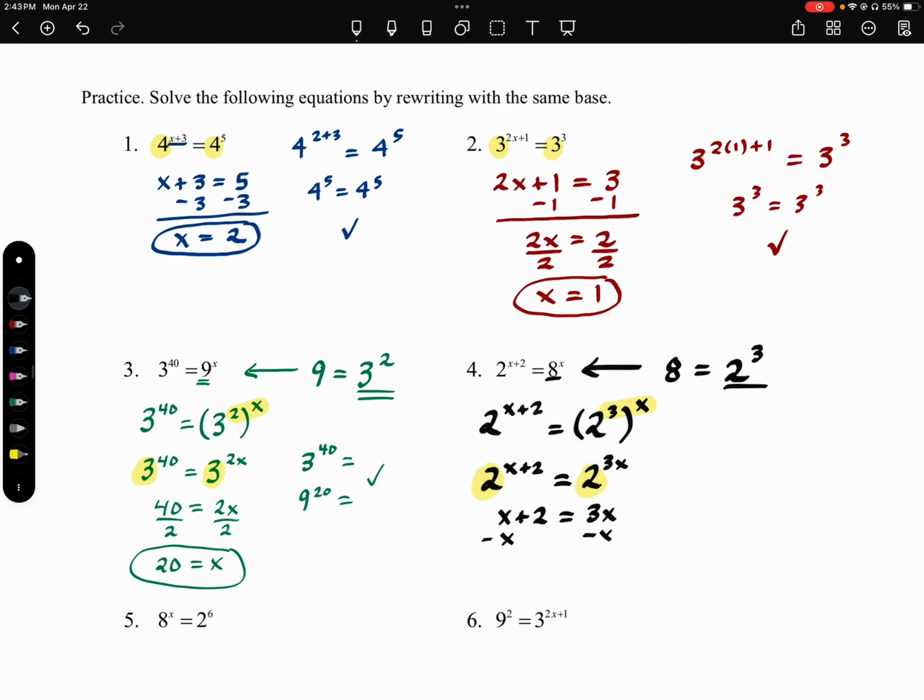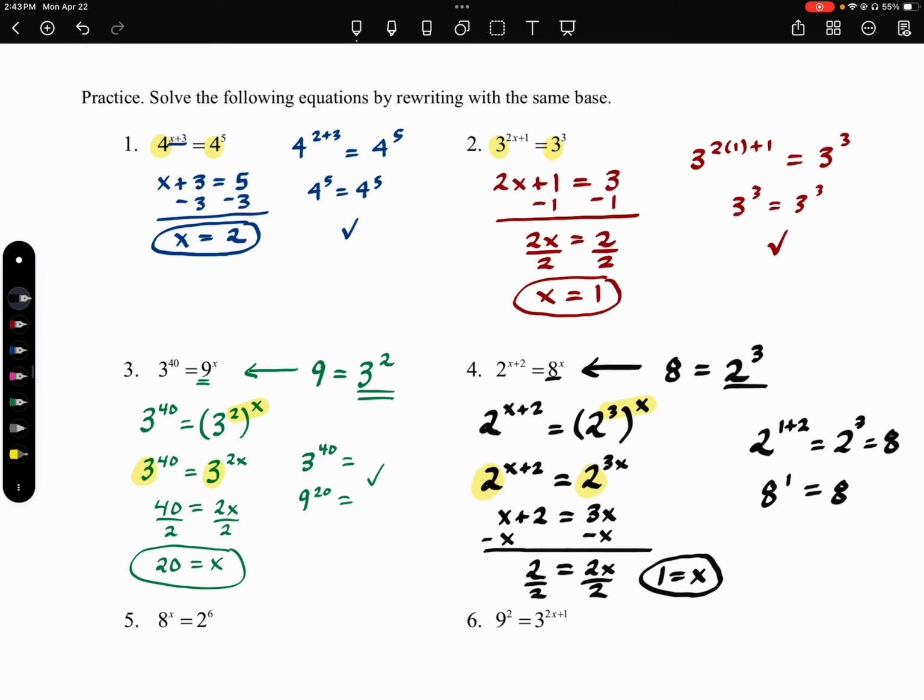Need to get our x's together, so we'll subtract x from each side. 2 is equal to 2x. Divide by 2. So we get 1 is equal to x. So it looks like x equals 1, and we can just check it over here. We're going to substitute 1 in for x, so 2 to the power of 1 plus 2, right? So that's like 2 to the third power, which is 8. And then let's plug in the 1 on the other side. We have 8 to the power of x would be 8 to the first power, and we know that equals 8. So we can move on pretty confident that our answer is correct, x equals 1.